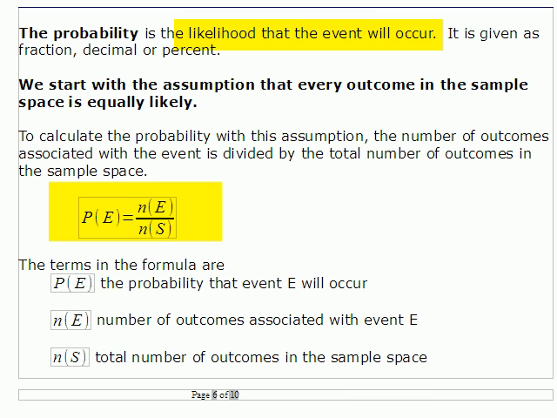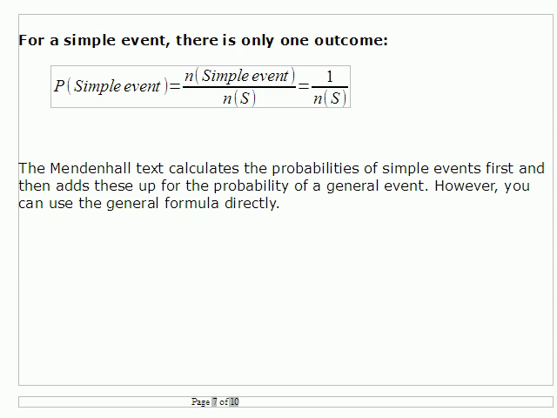I think that's a pretty simple formula, and it's fairly standard. Mendenhall starts with a bunch of simple events, and then from that somehow gets to this, and you can follow that reasoning too. So let's look at a simple event. We have the same formula that we did before. We take the number of ways that the simple event can happen, divide by the number of outcomes in the sample space. Since there's only one way that a simple event can happen, this is just 1 over the number in the sample space.